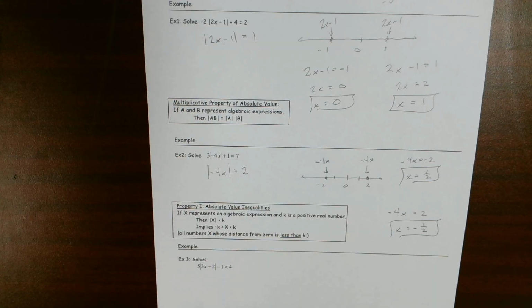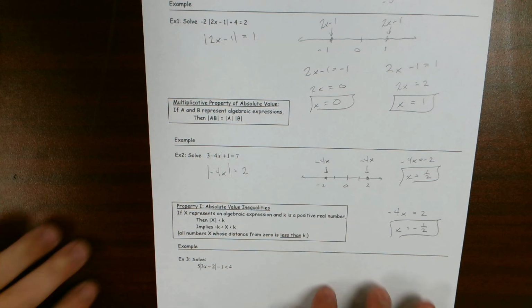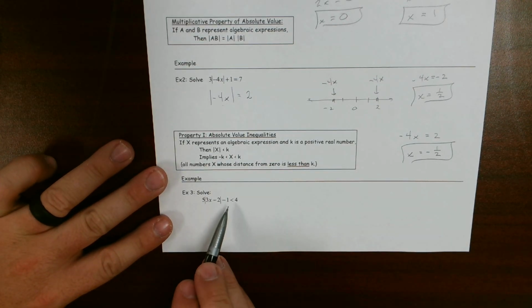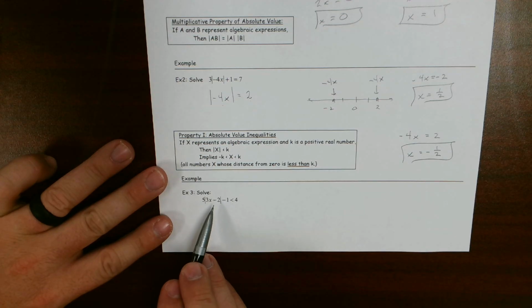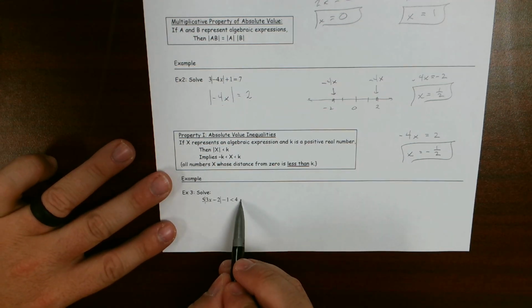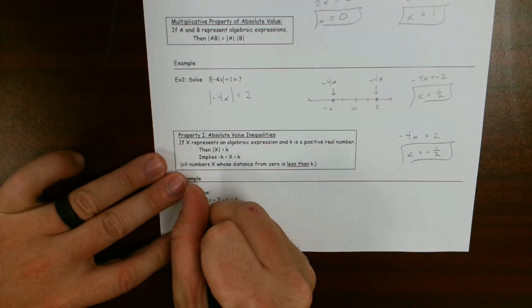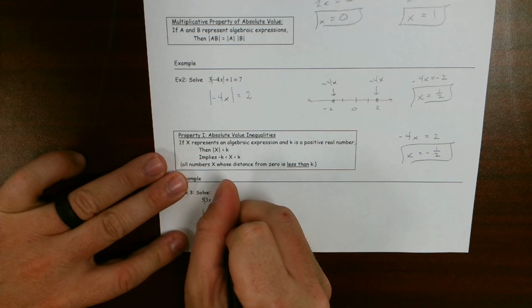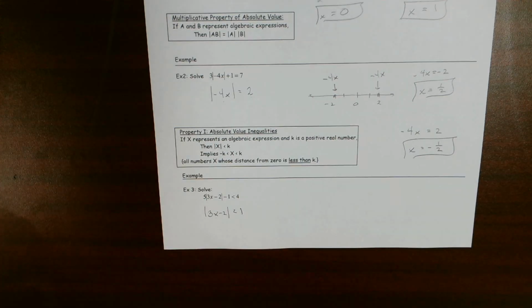Okay, moving on. Now let's talk about how absolute value and inequalities relate. Absolute value is still its distance away from 0 on a number line regardless of direction. Now we're going to have an inequality here. So let's go ahead and just use the property of equality, isolate the absolute value by itself. So we're going to add 1, we'll get 5. Divide by 5, we'll get 1. So we're going to end up with the absolute value of 3x minus 2 is less than 1.